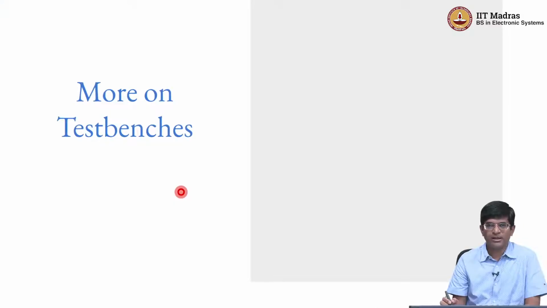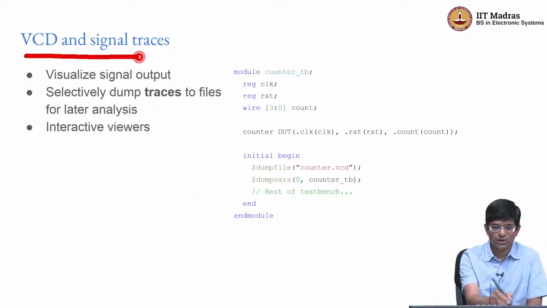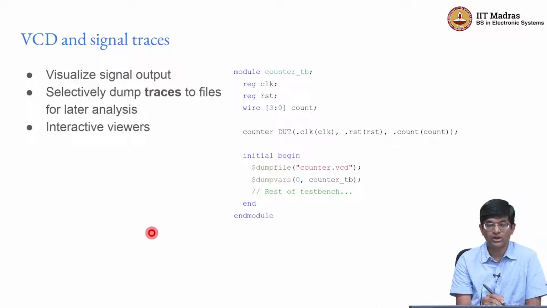Okay, let's go a little bit deeper into the topic of test benches. In particular, what we are going to do is look at a couple of visualizing aids that are useful in this context. There is a notion of something called a VCD, or what's called a value change dump. VCD outputs are commonly used to see the various kinds of outputs that can be created as part of a system.